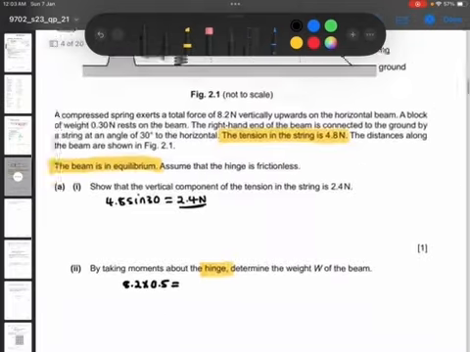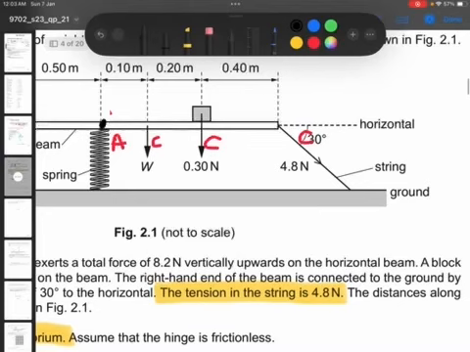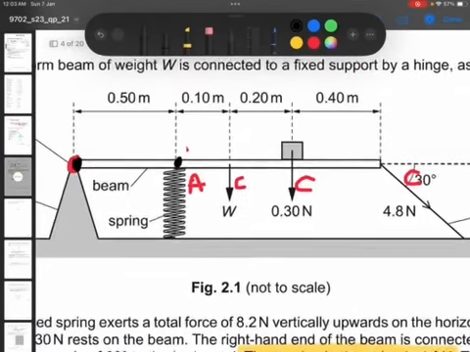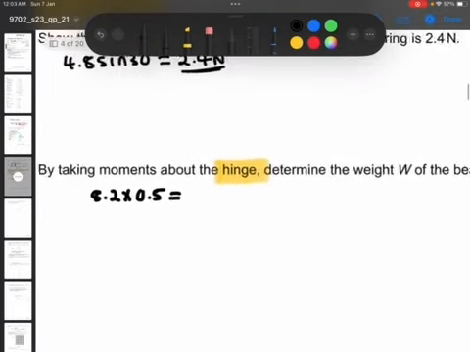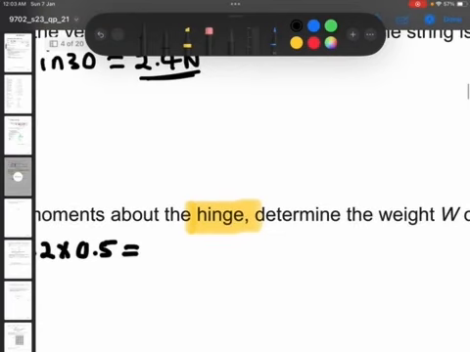Then the next one is the weight W, which we don't know yet. But what is its perpendicular distance from the pivot? Its perpendicular distance from the pivot is 0.6. Remember, the beam is horizontal, and if the beam is horizontal and the weight acts vertically downwards, then it's obvious that the distance from the pivot to where the weight is acting makes 90 degrees with the force. So if that is the case, then we are going to say weight W times 0.6.